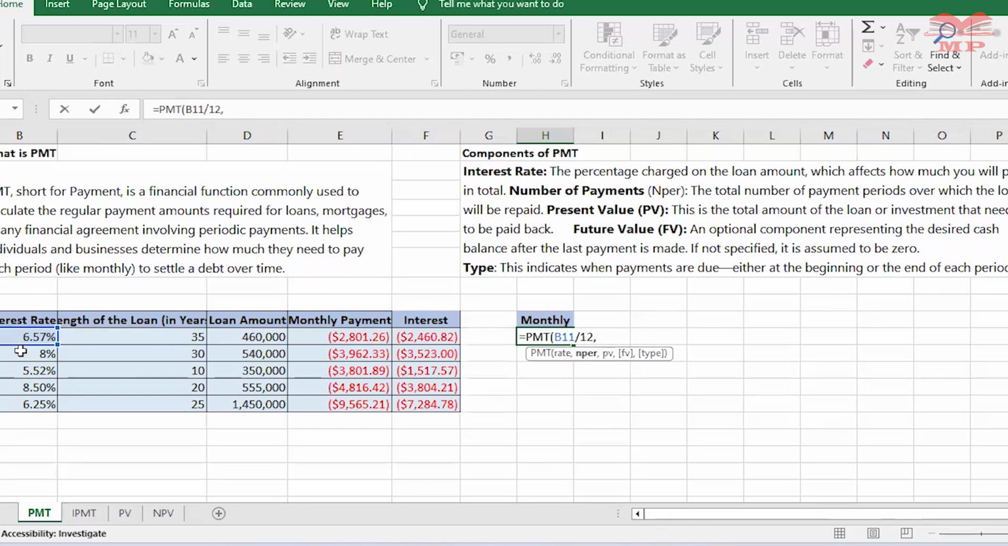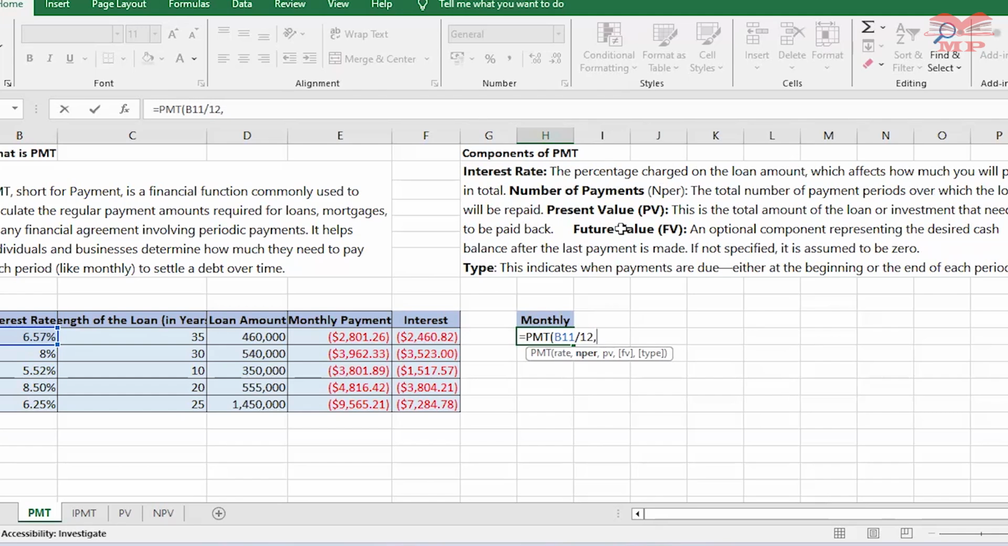Okay, the rate. Then there is this NPER. It is the number of payment periods. Okay. So I think I did not take you through what I'm calling the components of the PMT function. So the first one is the interest rate, a percentage charge on the loan amount, which affects how much you pay in total. So this percentage, for most loans, will be quoted per annum. So you need to convert that to the monthly rate. Then the number of payments. This is the total number of payment periods for which the loan will be repaid.